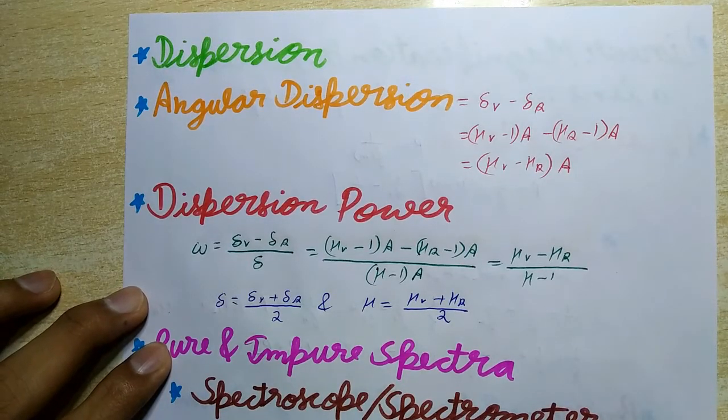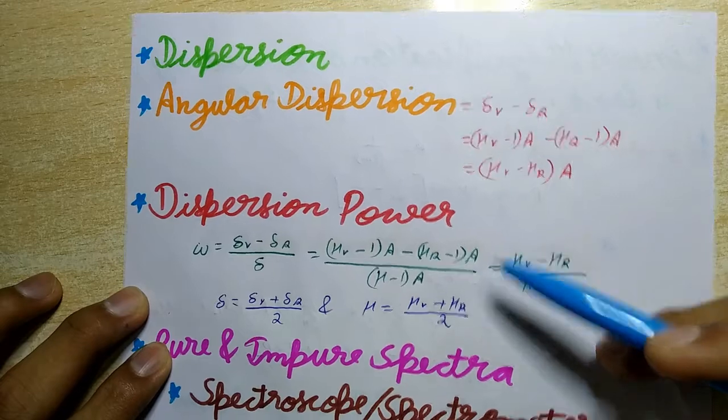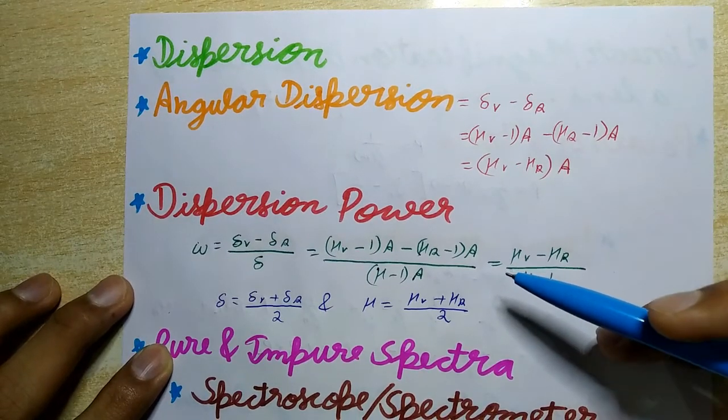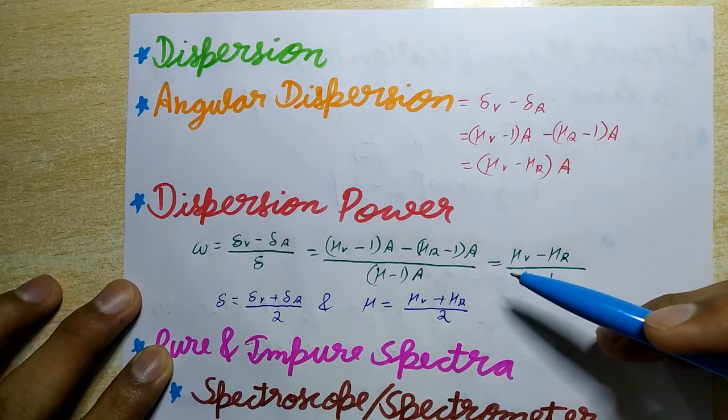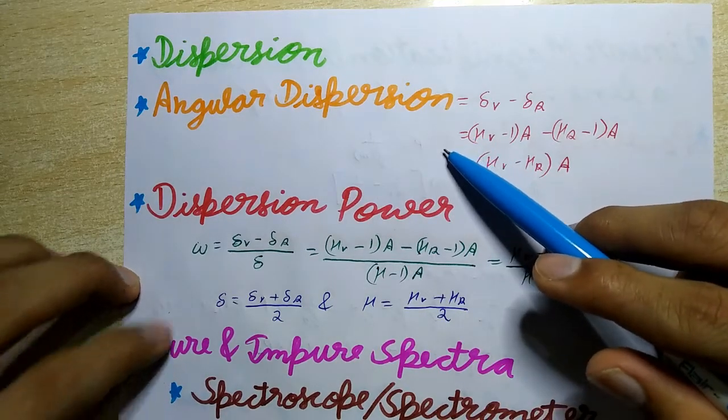Now next is dispersion. The splitting of white light into its constituent colors when it is passed through a glass prism is called dispersion. The dispersion of light occurs because the refractive index of the prism material is different for different wavelengths. Now next is angular dispersion.